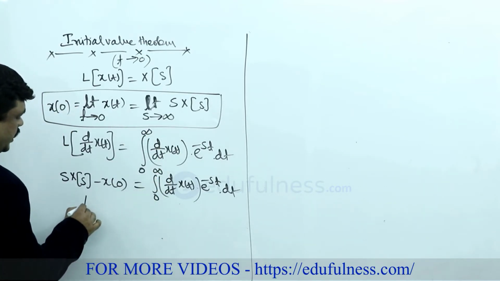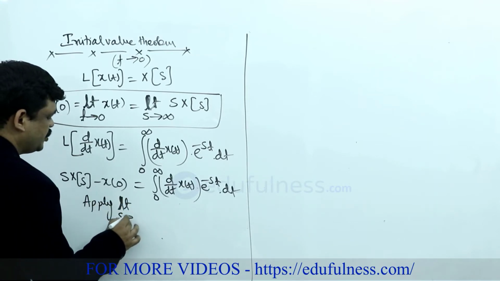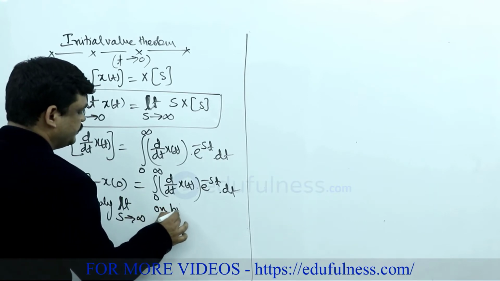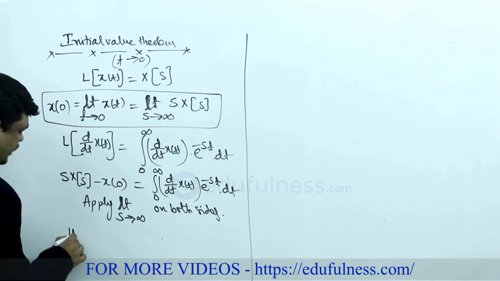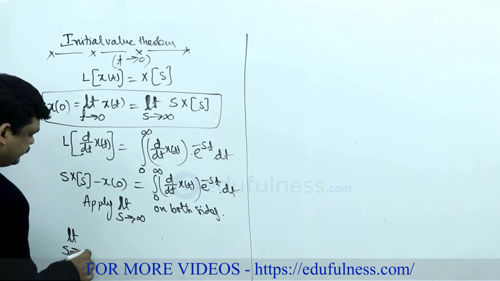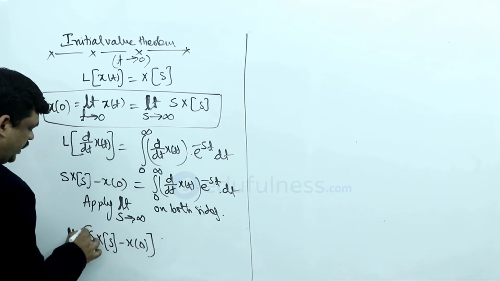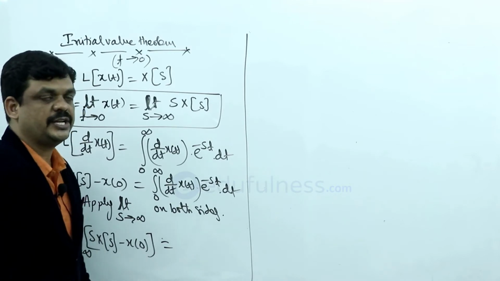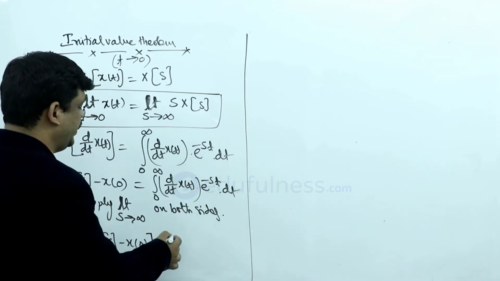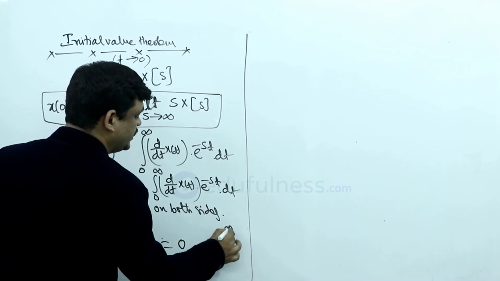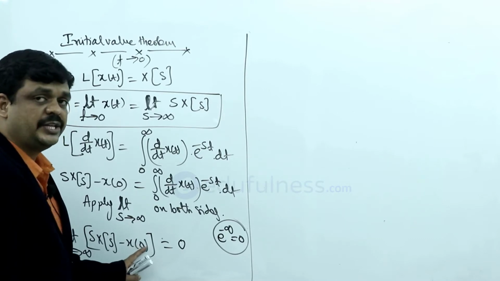So now apply limit s tends to infinity on both sides, right? Then what happens here? Limit s tends to infinity, s into x of s minus x of 0, right? And on this side I want to substitute s tends to infinity. If you substitute s tends to infinity, e to the power of minus infinity becomes 0. So the complete right-hand side becomes 0, because e to the power of minus infinity is 0. This becomes 0 now, right? And here x of 0 is there, so there are no s terms.